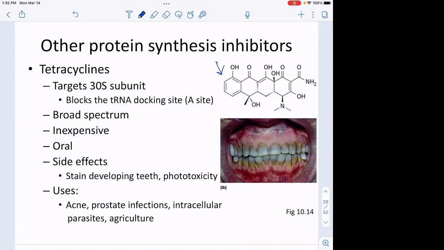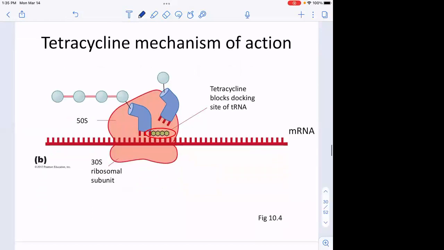And how does that work? This also targets the small subunit. Let me come back to this page in a minute. Your book's diagram of the mechanism of action there kind of makes it look like it binds to the messenger RNA during translation. No, it actually binds to that small ribosomal subunit, but it binds to the place where the new charged tRNAs come in to dock to make that new protein. So it actually blocks that docking site so that the growing peptide can't grow anymore.